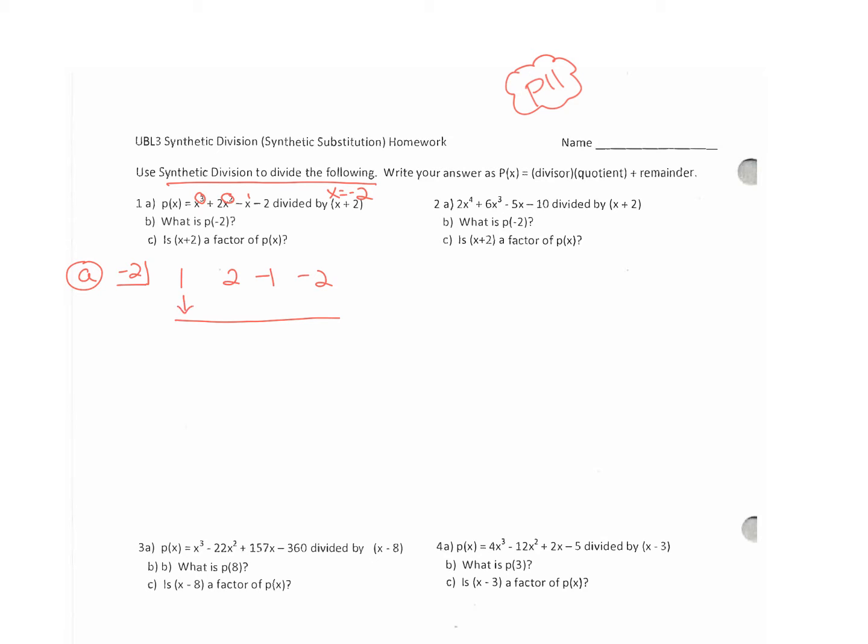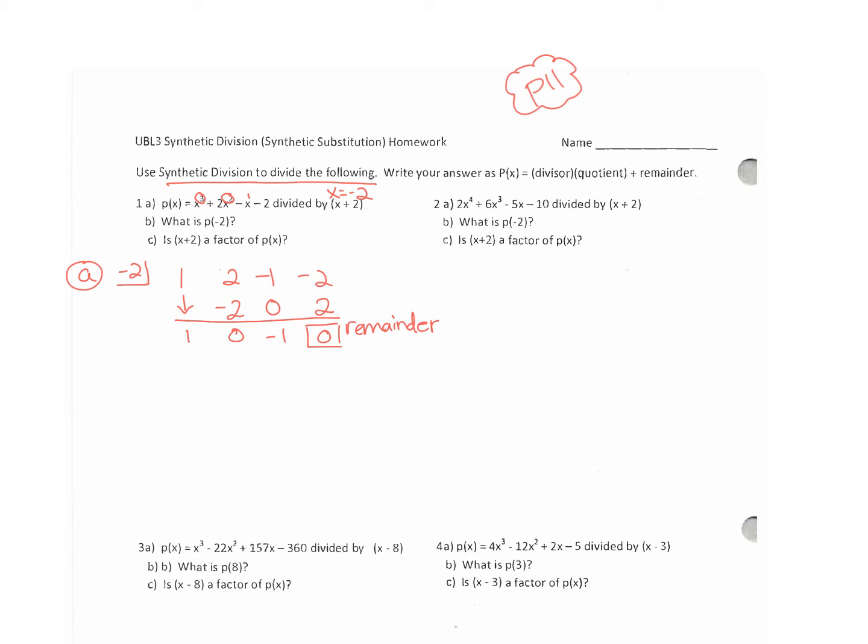I bring the first number down. Now I multiply 1 times my negative 2, and I get negative 2. Now I add, and 2 minus 2 is going to give me 0. 0 times negative 2 is 0. And now I add, and I get negative 1. And negative 1 times negative 2 is positive 2. And I add, and I get a remainder of 0. So this is my remainder, and it's 0.